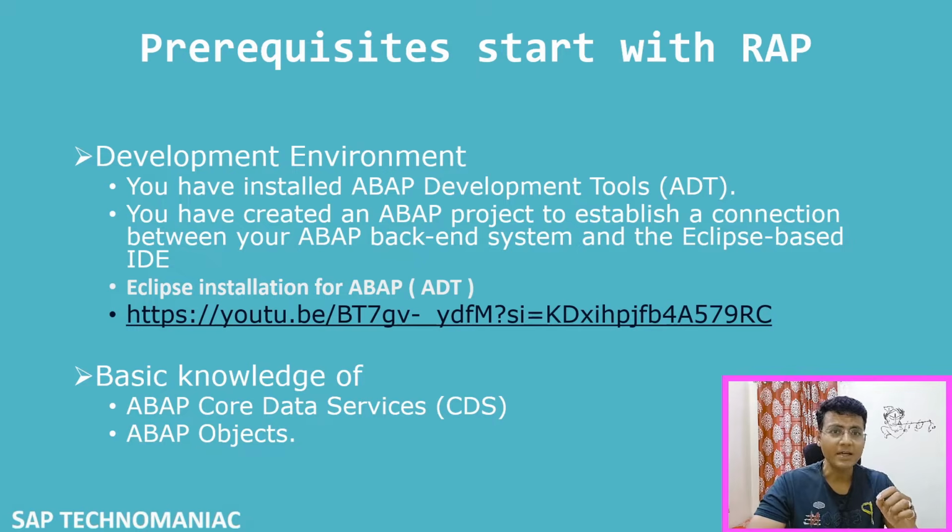Before starting with our first development, we will set up our development environment. To set up a development environment, the first thing we have to do is install Eclipse in our system. As soon as we install Eclipse, we have to add the ABAP Development Tool, ADT, as a plugin in Eclipse. It is not a part of the Eclipse installation, we have to add it additionally.